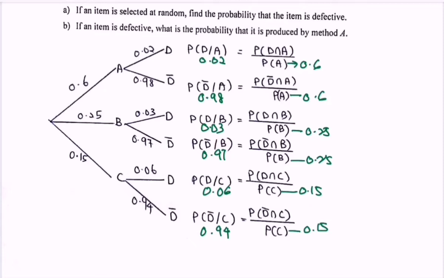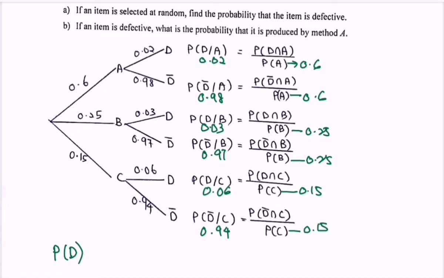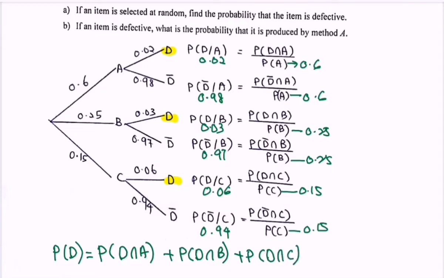Next, kindly refer to the question. If an item is selected at random, find the probability that the item is defective. So the title would be probability for defective. If we refer to the situation, we have the defective, which is this part. And still remember the total probability. So kindly state the total probability. We have the probability that D intersect A, plus the probability that D intersect B, plus the probability that D intersect C. So that is the formula for total probability. So continue with the situation.